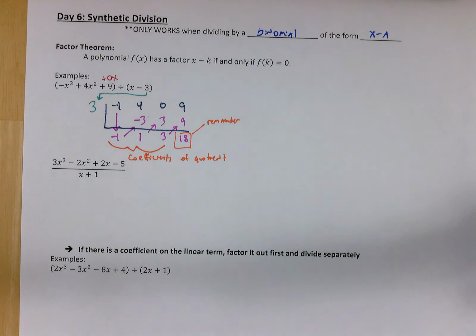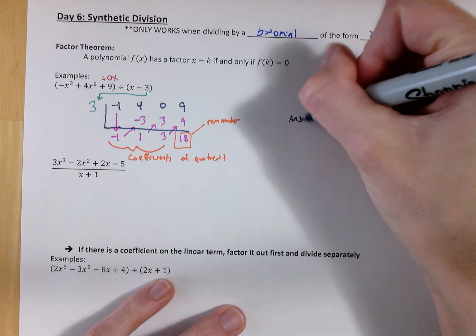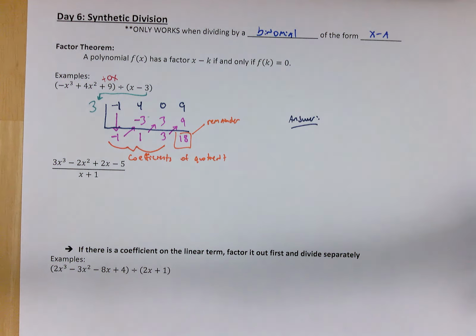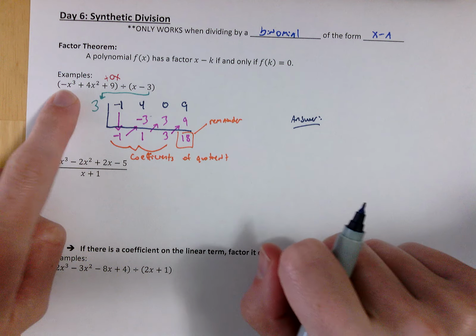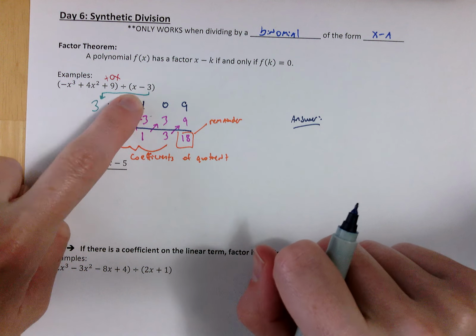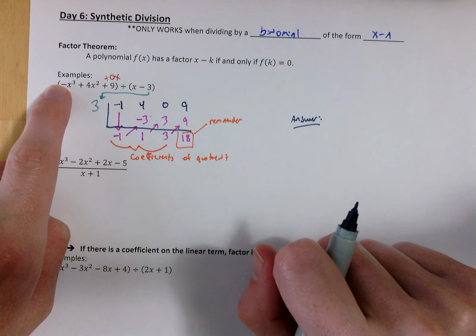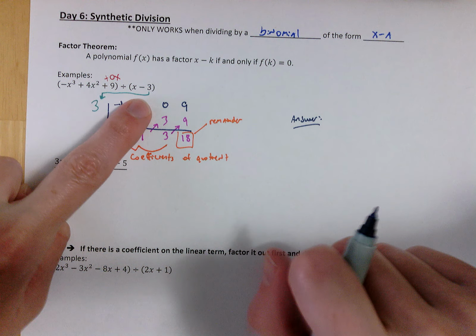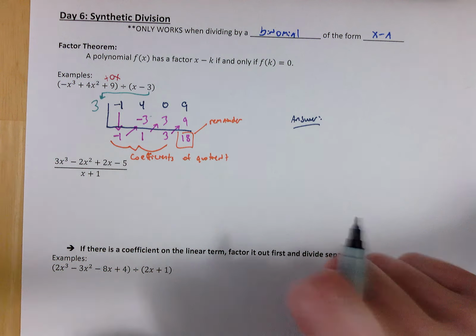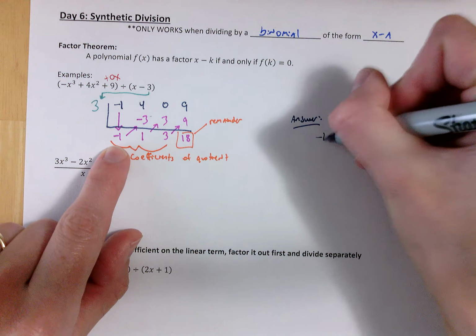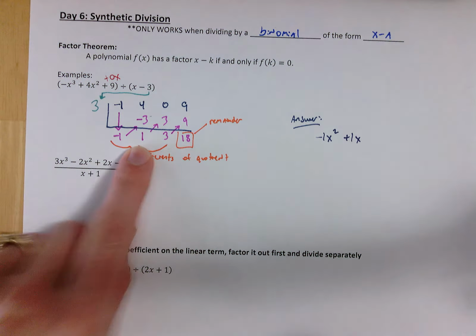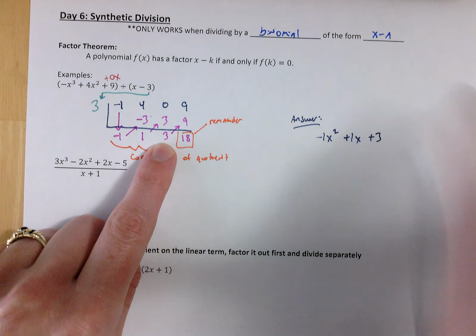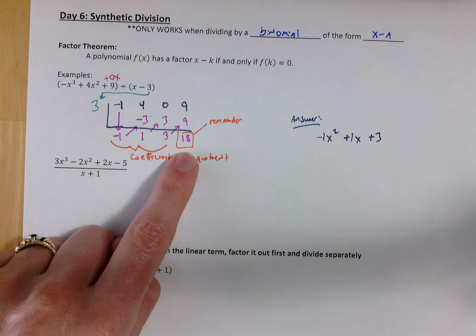So my actual answer for this, we're going to drop the exponent by 1. I started with x to the third divided by something with an x, so you're going to end up with x squared. So it's going to be negative 1x squared plus 1x plus 3, and then my remainder is 18.